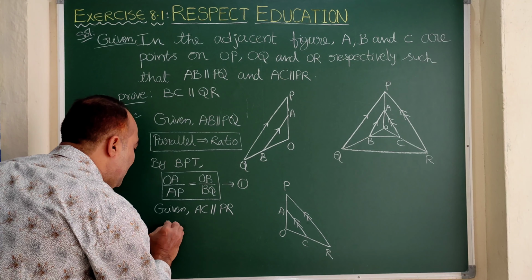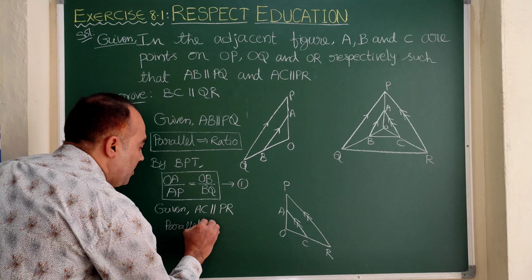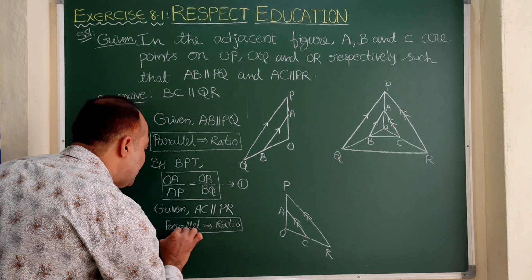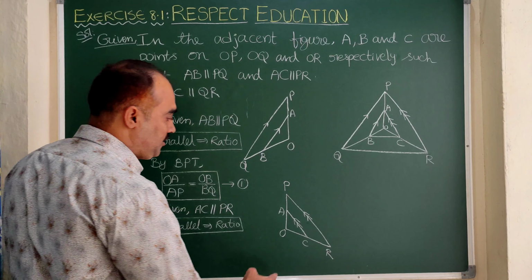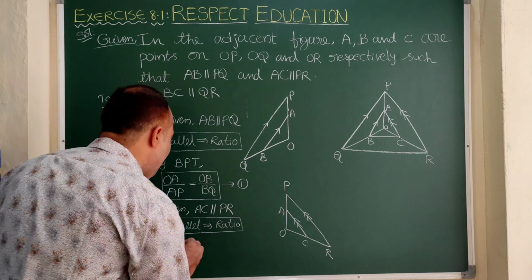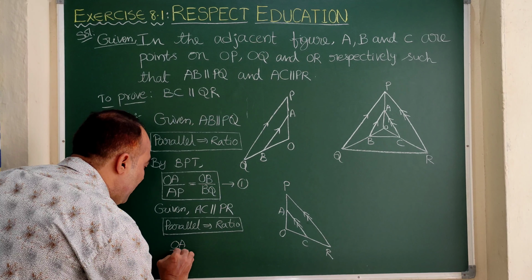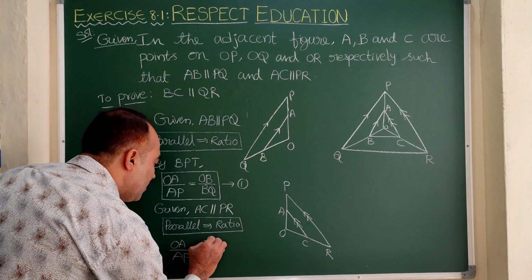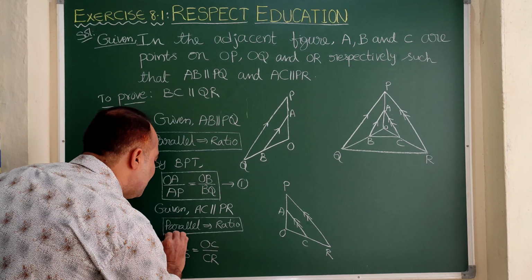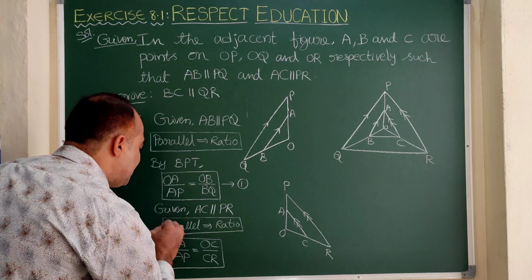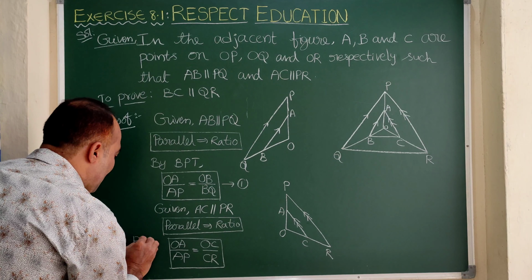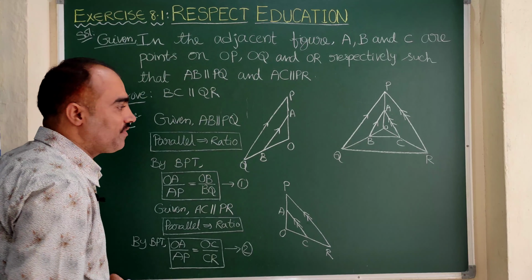As we know, parallel implies we need to write ratio. Parallel then ratio, it means the ratios are the same. So let us write the same ratio. Here OA by AP is equal to OC by CR. This is same by BPT. Here I am writing by basic proportionality theorem. The ratios are equal. Let us take it as equation number 2.